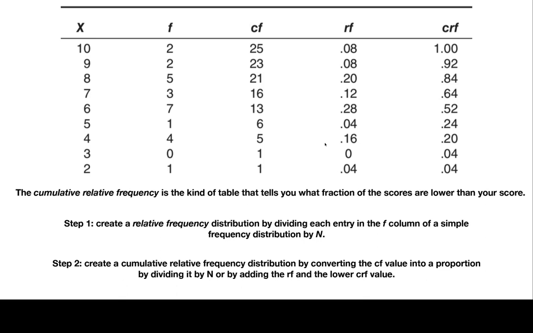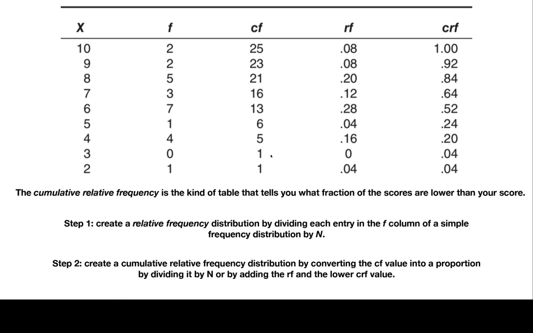Moving forward with step 2, which is the computation for the cumulative relative frequency, we need to create a cumulative relative frequency distribution by converting the cumulative frequency value into a proportion by dividing it by n, which is the total number of scores, or by adding the relative frequency and the lower cumulative relative frequency value. So as you can see, we have two options in getting the cumulative relative frequency value.